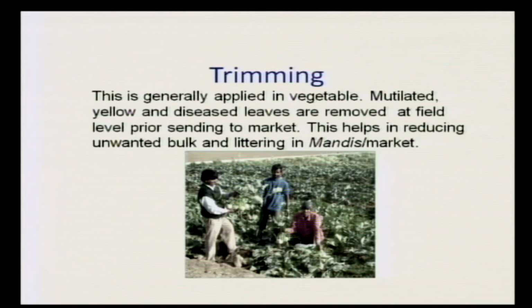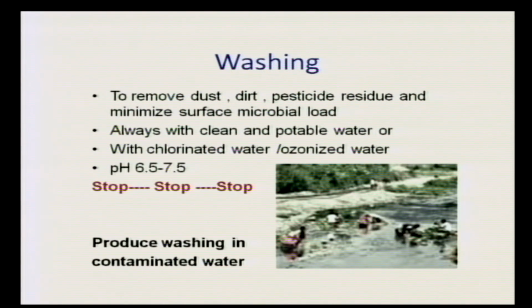Now next is trimming. It is mainly applied to vegetables where the yellow and diseased leaves are removed at field level before sending to the market, because this helps in reducing the unwanted bulk and littering in mandis also. Then comes the washing. This is very important to remove dust, dirt and pesticide residues. Always wash with clean and potable water, and we can use chlorinated water or ozone water. pH should be 6.5 to 7.5.